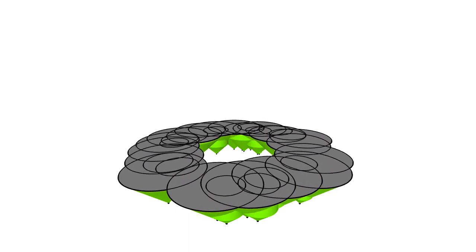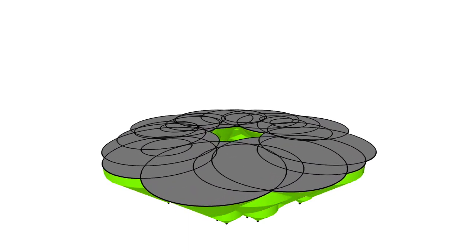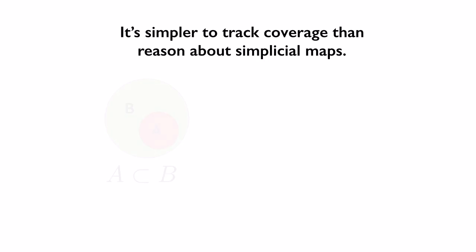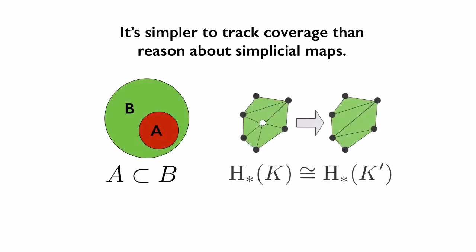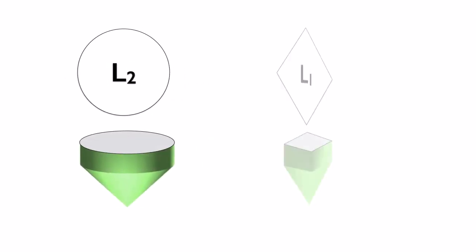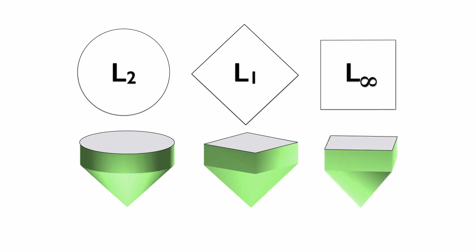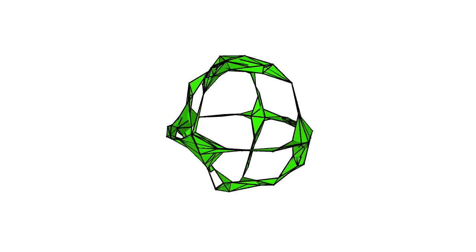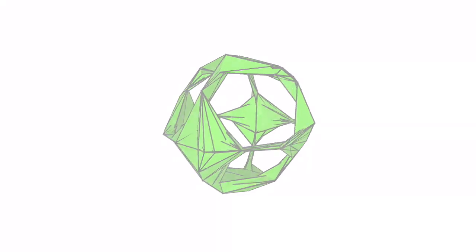This is simpler than previous approaches because it delays the switch from geometric to combinatorial objects. It is much easier to prove a ball is covered by a nearby ball than it is to prove that the removal of a vertex doesn't change the homology of the simplicial complex. Also, there is no need for zigzag or simplicial map persistence in the algorithm or its analysis. This geometric perspective is more general because it applies to any convex metric, notably L-infinity, which includes the popular Rips filtration. We hope this geometric view makes sparse filtration both easier to understand and use.